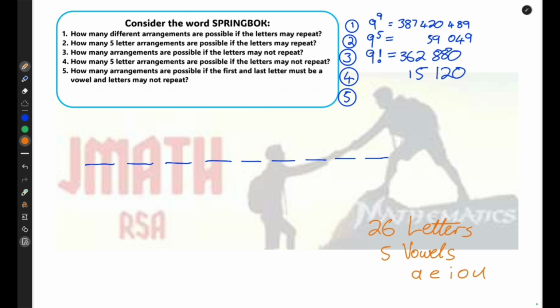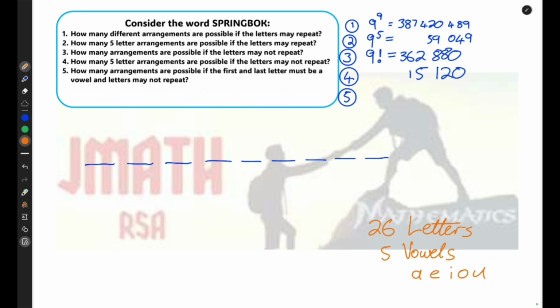15,120. Question 5, how many arrangements are possible if the first and the last letter must be a vowel and the letters may not repeat? Now, something very awkward, guys, is that so many matrics get these questions wrong because of grade 1 Afrikaans and English. Okay, so please remember, don't tell anyone if you don't know, but now you will know.